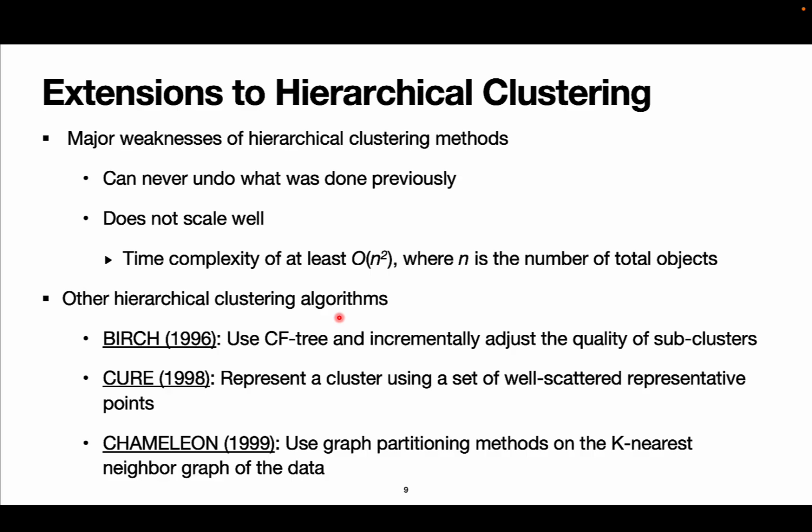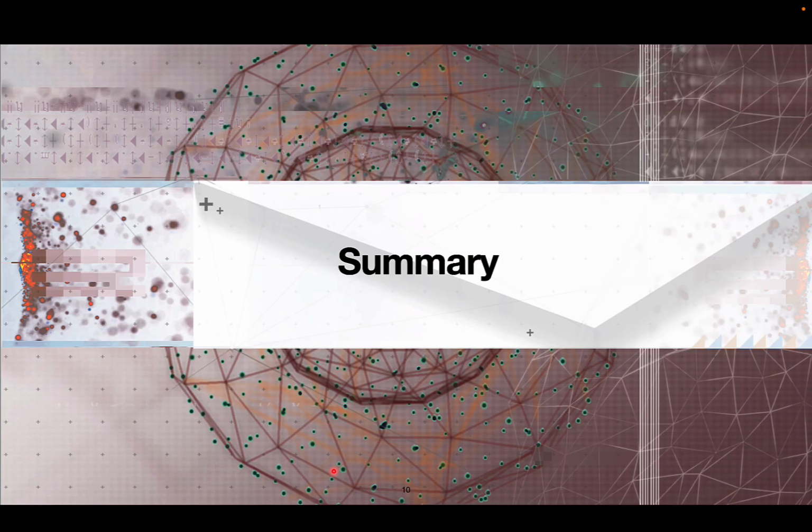which includes BIRCH, which uses a data structure called CF tree to incrementally adjust the quality of subclusters, CURE, and CHAMELEON. In summary, we discussed divisive clustering.